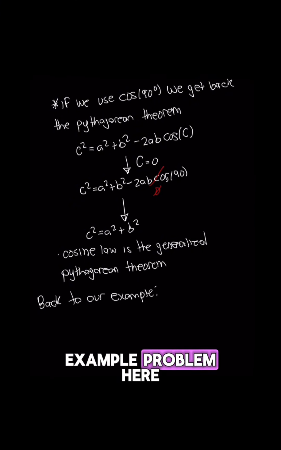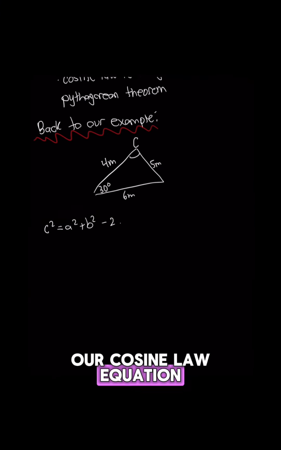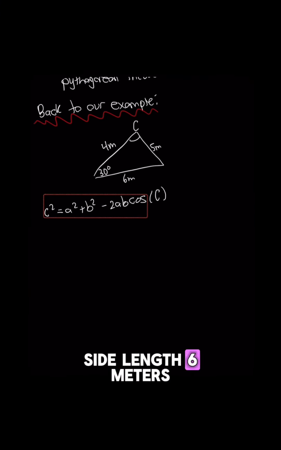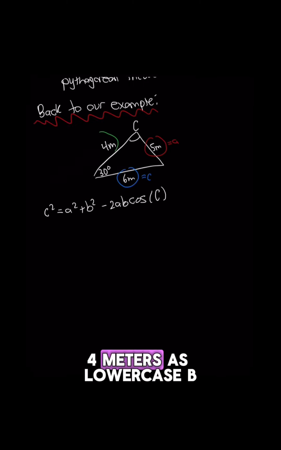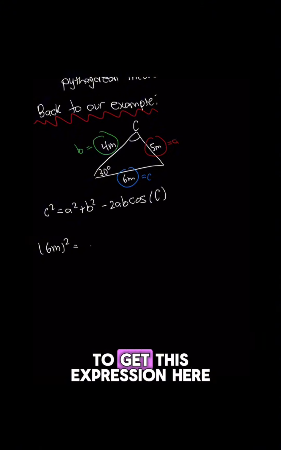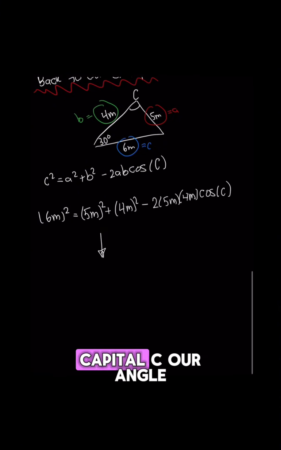If we go back to our example problem here and use our cosine law equation, we can label the side length 6 meters as lowercase c. We can label 5 meters as lowercase a, 4 meters as lowercase b. Plug these values in to get this expression here. And we're isolating for capital C, our angle.